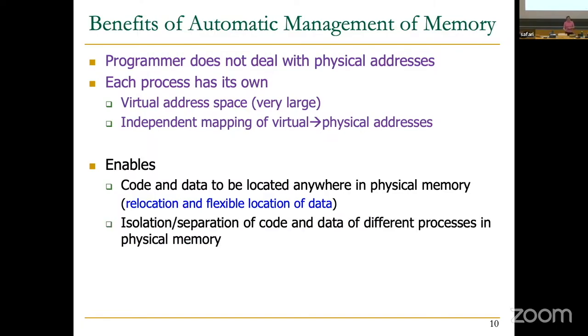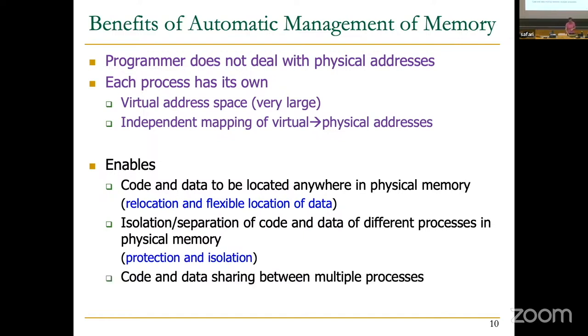This also enables isolation or separation of code and data from different processes in physical memory. So if somebody writes a program X and you write program Y, these can be isolated from each other because the system has actually different virtual to physical mappings. This is called protection and isolation, and we will see that essentially.